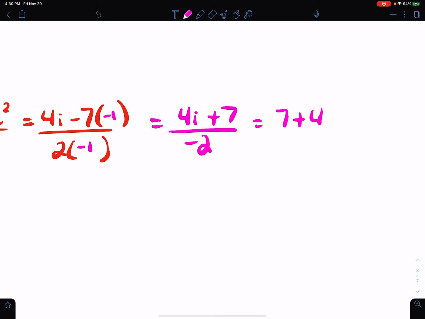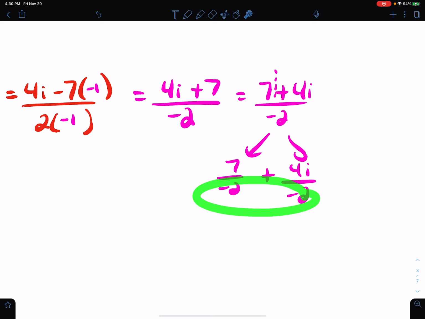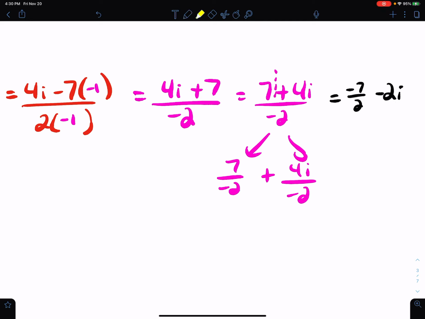So if I rearrange a little bit and put the 7 first, we know that a fraction, if there's 2 terms on top, that means each of the terms are divided by that denominator, right? If things had a common denominator, we would have added the numerators. So if you need to rewrite this not as a fraction, just divide the real number by -2, and then divide the imaginary part by the denominator. And then we can see it look more like that classic complex number form.